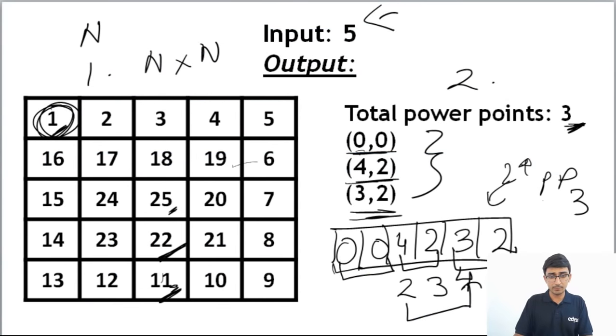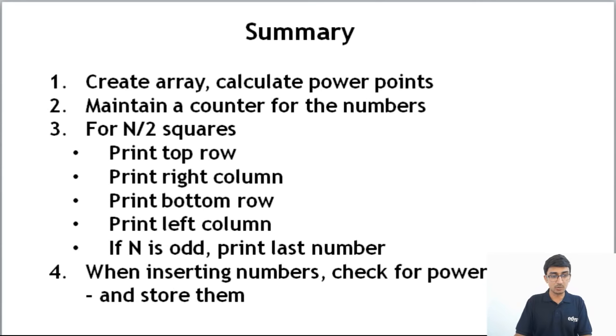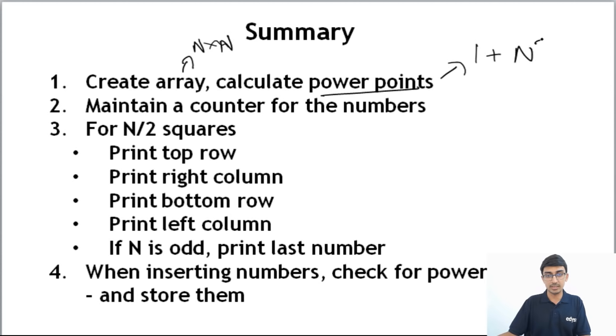Just recapping what we have done so far. The main thing was that we created the array and calculated the PowerPoints. This was an n cross n array, if you remember, and we got a formula for PowerPoints as well. Just saying it one last time, it's 1 by n square by 11 plus n square by 11.